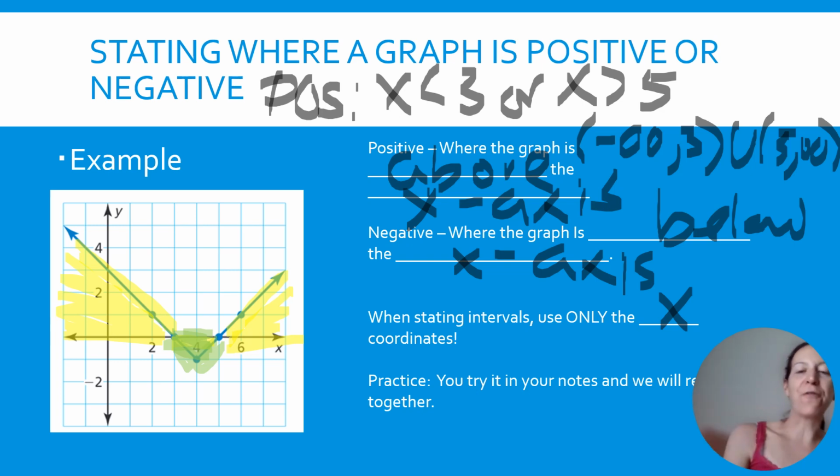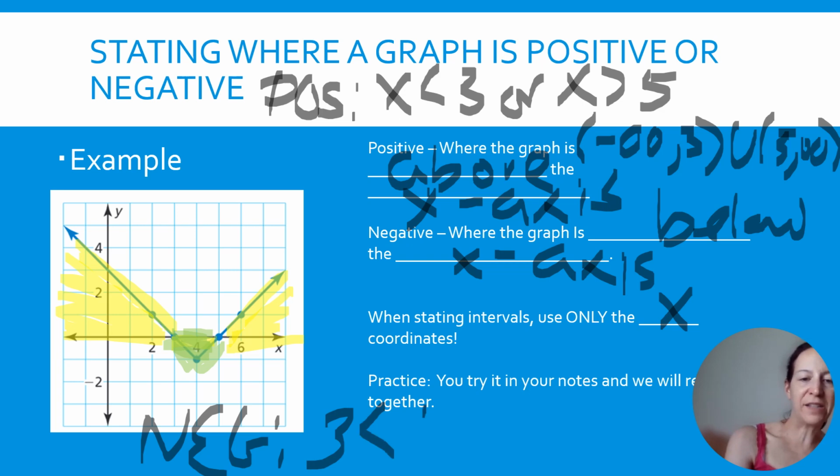Okay. Now for negative, you could say this. You could say 3 is less than x is less than 5. That's what's called a compound inequality.